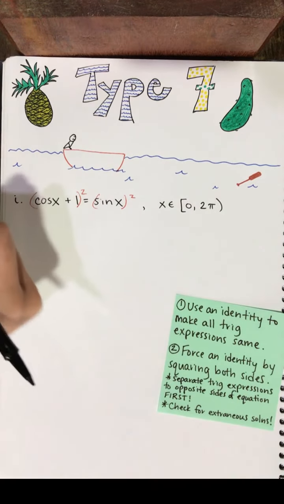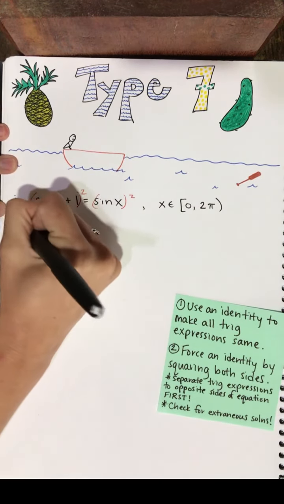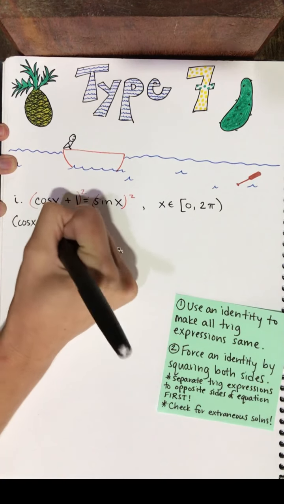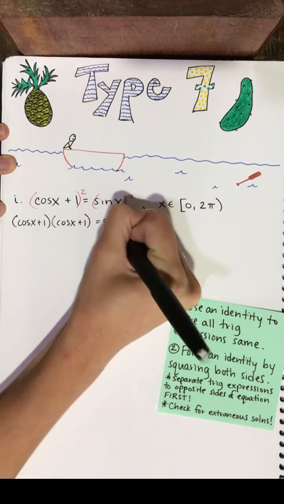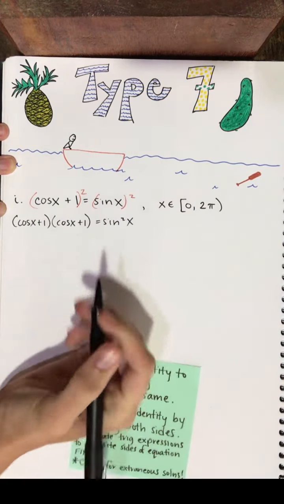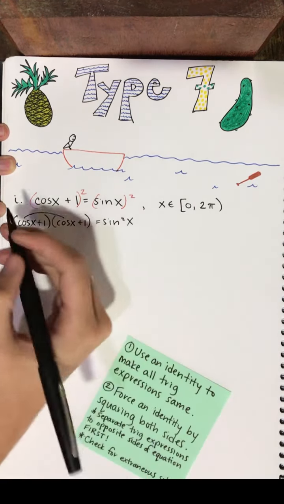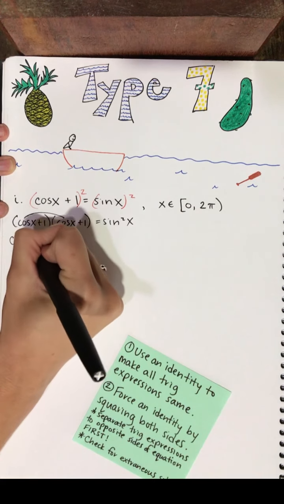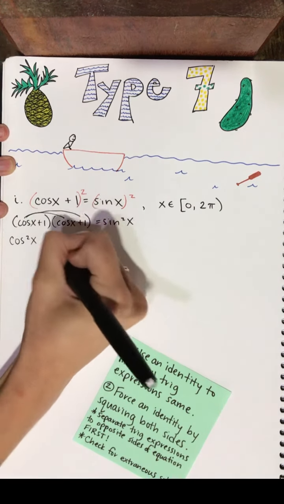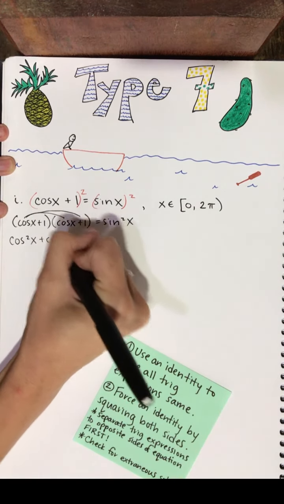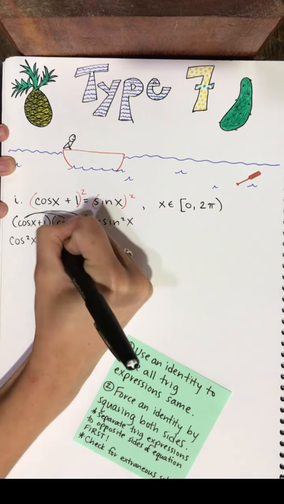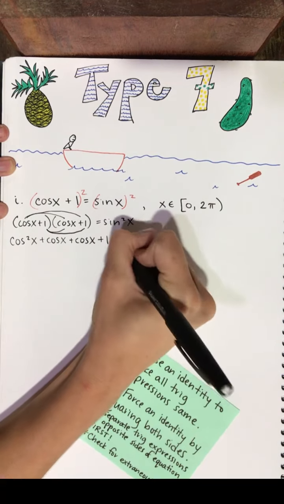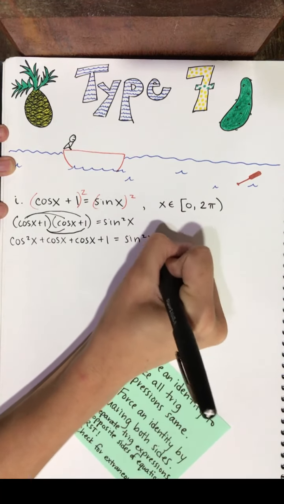I'm going to have cosine of x plus 1 times cosine of x plus 1. And then over here, I just have plain old sine squared, okay? Cosine x times cosine x is cosine squared x. Cosine x times 1 is cosine of x. Cosine of x times 1 is cosine of x, and 1 times 1 is 1. And we still got sine squared.